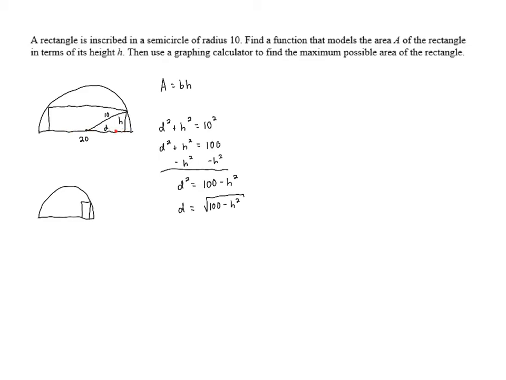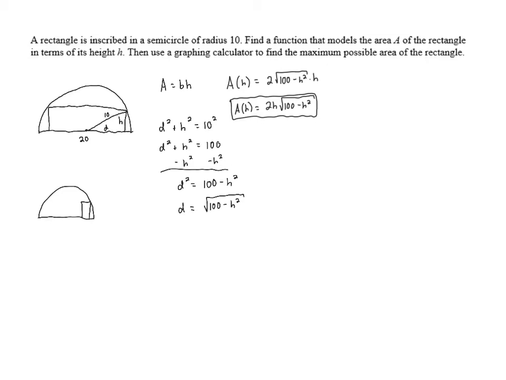Now that represents this distance here. The total base of the rectangle will be twice that. So when we write this area as a function of the height, the base is going to be 2 times that distance, the square root of 100 minus h squared, times the height, which is h. And it looks a little bit nicer if we bring that h out front with the 2. So we get A of h equals 2h times the square root of 100 minus h squared. And this is the area as a function of the height.